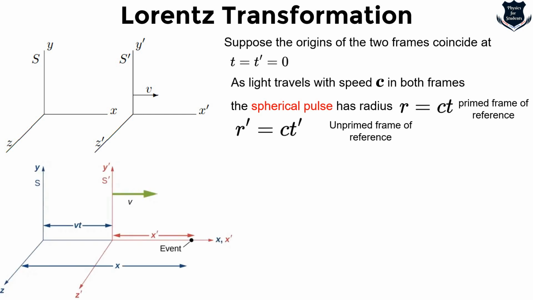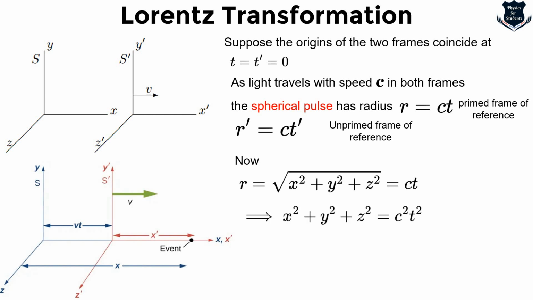Now, this is another clear description of the illustration. From here we would get r equals the square root, which equals ct, and from here it will imply this one. And similarly we will get this one for the prime frame of reference. So for the unprime we got x squared plus y squared plus z squared, and here we got x prime squared, y prime squared, similarly.